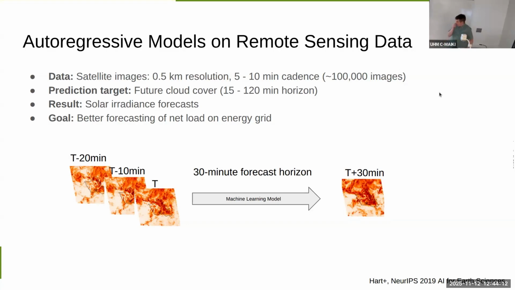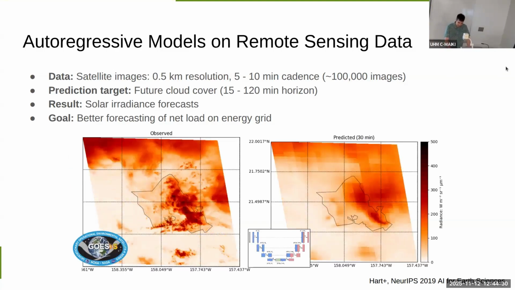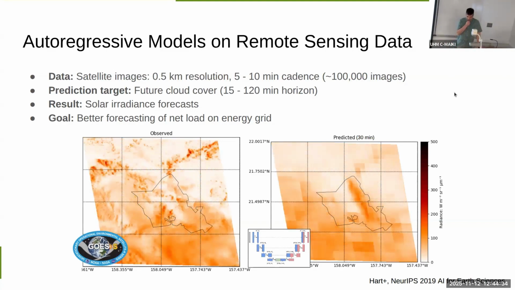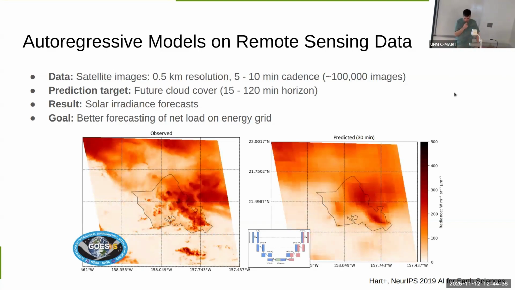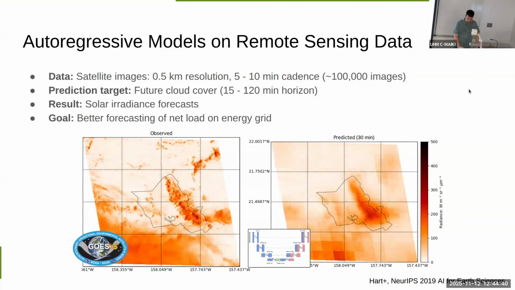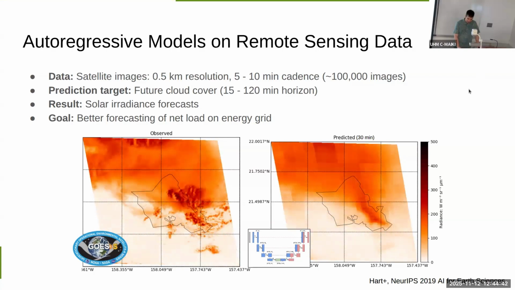So, for example, we have one project where we're using high resolution satellite data to predict where the clouds will be over Hawaii. This is important for energy applications, as we have more and more solar on the grid. We did this about 6 years ago, and entered a few competitions from the Department of Energy to predict solar irradiance for energy applications.